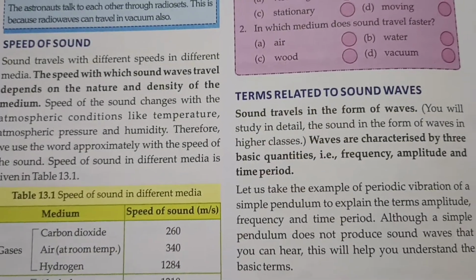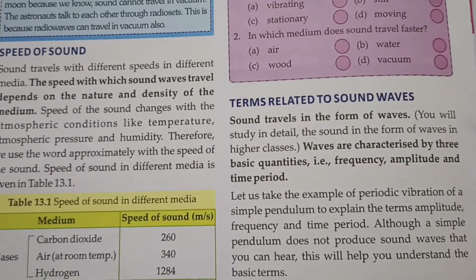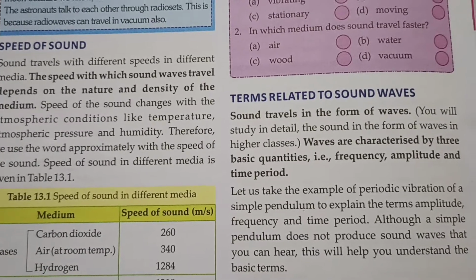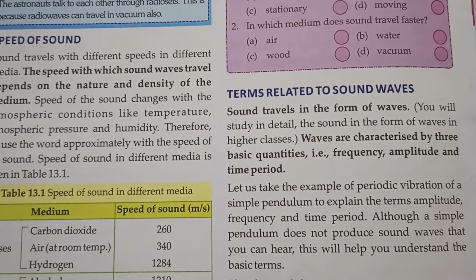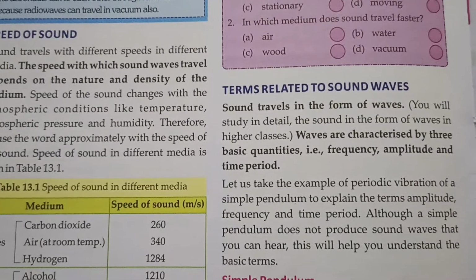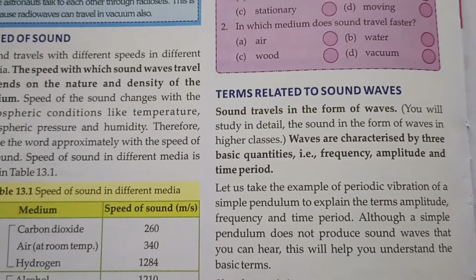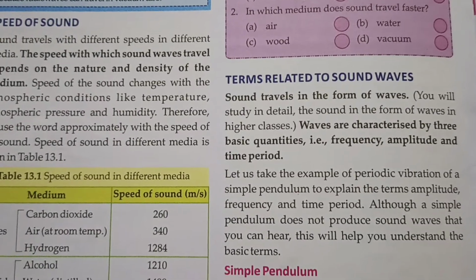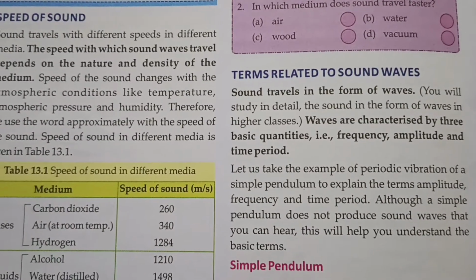Okay. In the last class, we saw how sound is produced, that sound needs a medium to travel, and the speed of sound. Now we see terms related to sound waves. Sound travels in the form of waves.